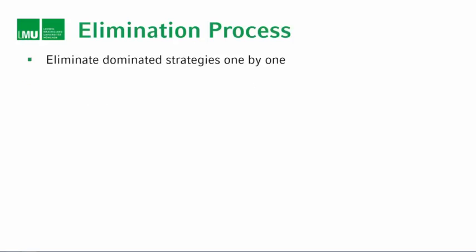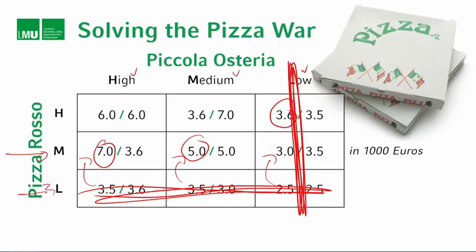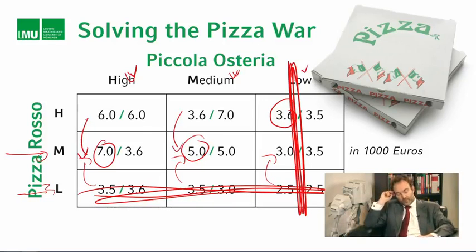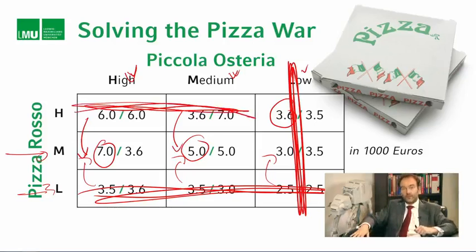And let's go back to the game here. Once we've simplified this game, let's now have a look again. If Piccolo Osteria charges a high price, we've already figured out that it's better for Pizza Rosso to charge a medium price than a high price because 6 is less than 7. If Piccolo Osteria charges a medium price, then it's better for Pizza Rosso to charge a medium price than high, which means that here charging a high price is dominated again.